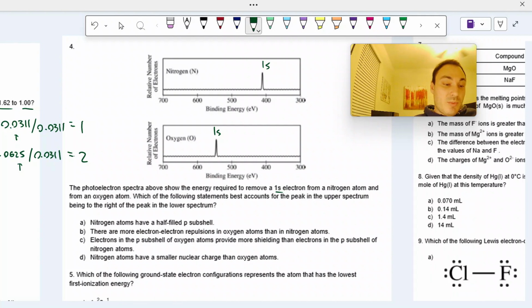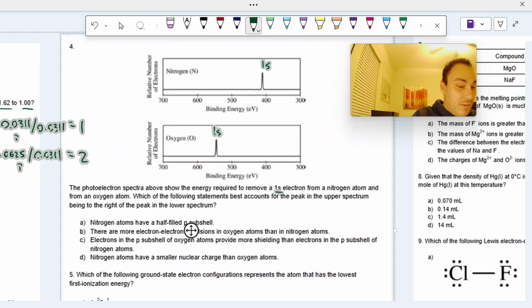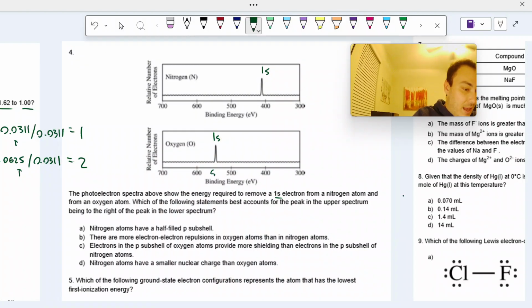Which of the following statements best accounts for the peak in the upper spectrum being to the right of the peak in the lower spectrum? So we're asked, why is nitrogen's peak further to the right than oxygen's 1s peak? Again, these are not the outer peaks, these are the inner peaks. Why does oxygen have a higher binding energy, looks around 550, while nitrogen's looks around 400? Why does oxygen have a higher ionization energy on its innermost orbital?